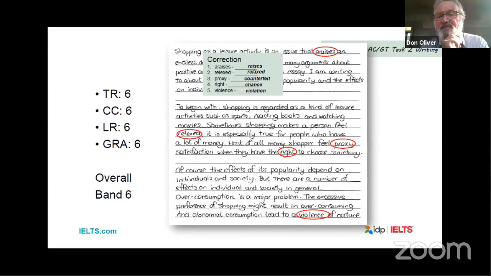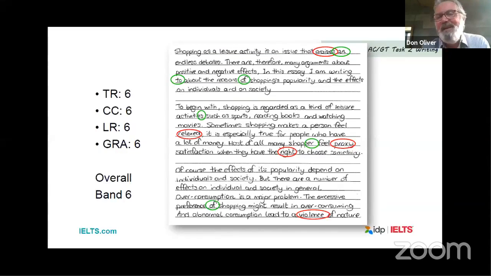This phrase "lead to violence of nature," well, this word is the wrong word. "Violation of nature" is the correct phrase. This person needs to read more, talk more in English to other people, and pick up those words and learn how to spell them correctly. Okay, these are some of the grammatical errors that cause the band 6. Remember, a band 6 has a lot of errors, but we still understand what the person is saying.